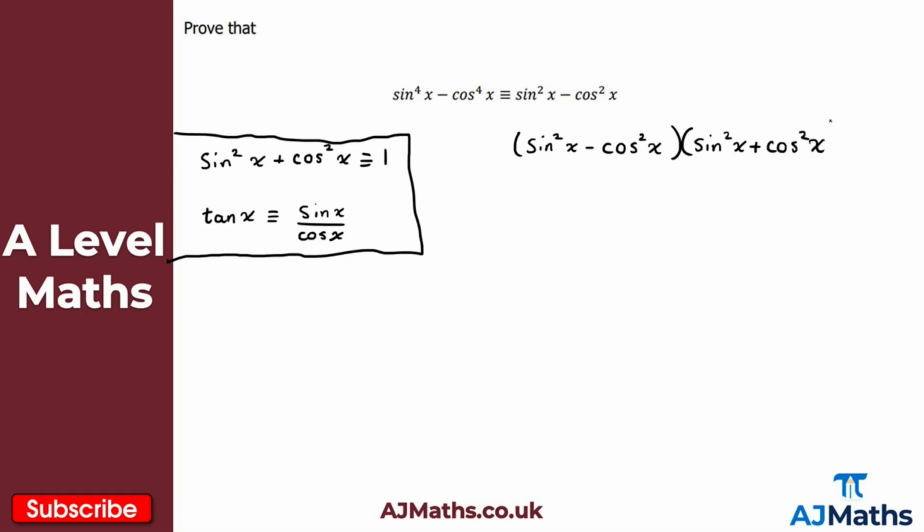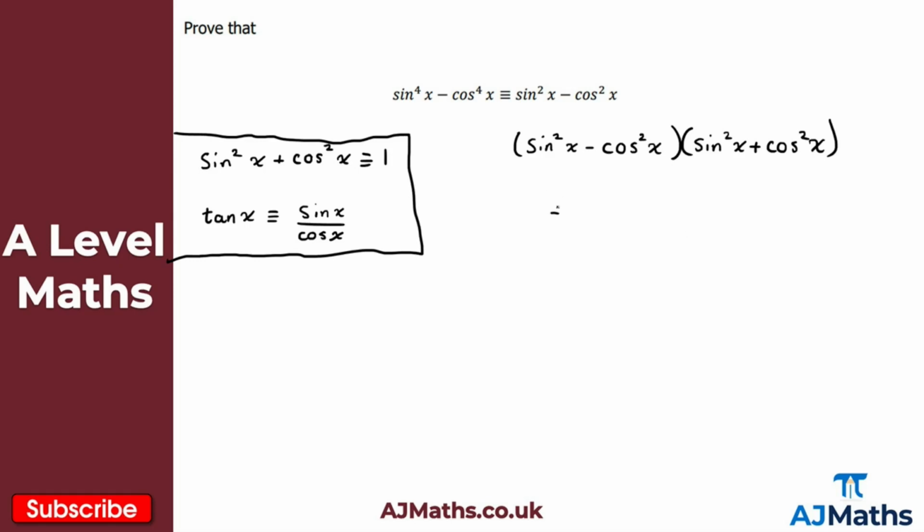Okay, if we were to expand these two brackets out, we'd get this left-hand side. So what we're going to do now is take this left-hand side and see if we can work towards the right-hand side of this identity. There's actually not too much more to do here, because if I take a look at the two identities we've got, what I've got now is sine squared x minus cos squared x times sine squared x plus cos squared x. Well, we know sine squared x plus cos squared x is identical to 1.